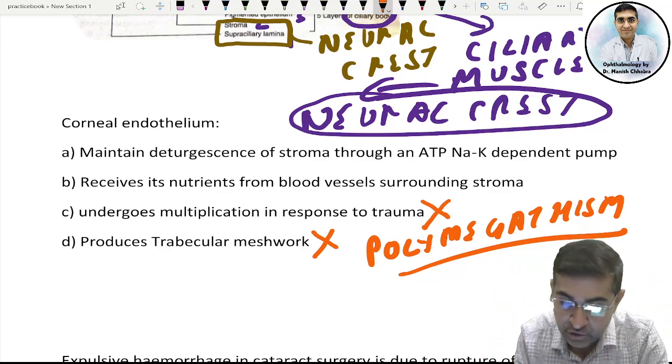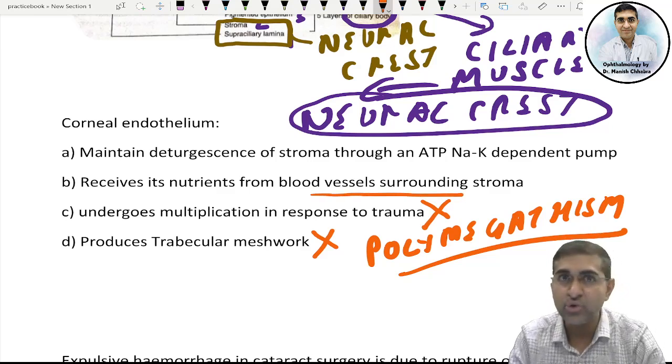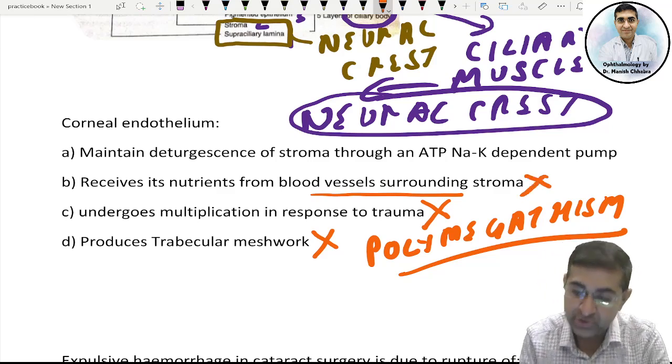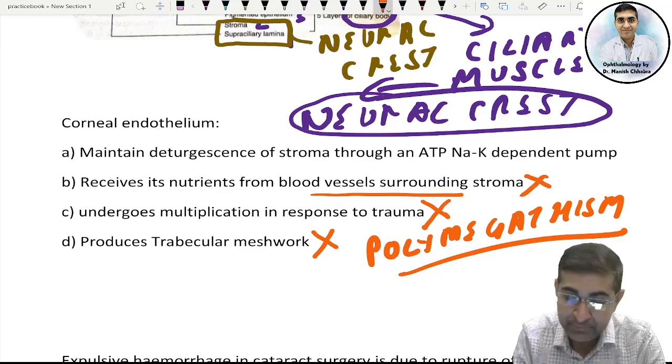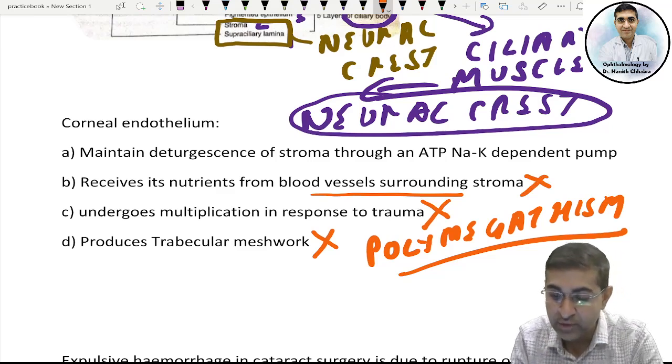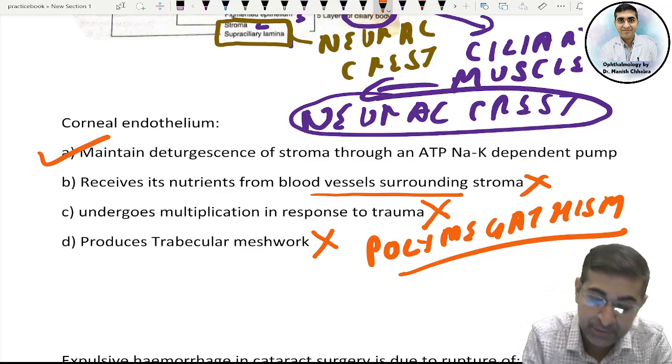It receives its nutrients from blood vessels surrounding the stroma. It majorly receives its nutrients from the aqueous humor directly, and so it is also not the right answer. It maintains deturgescence of the stroma through an ATP sodium potassium dependent pump.